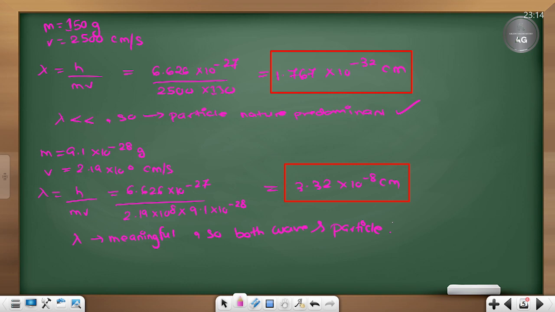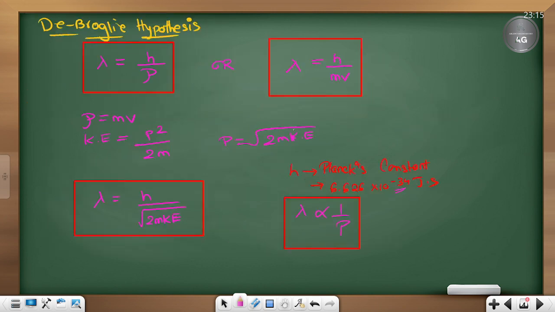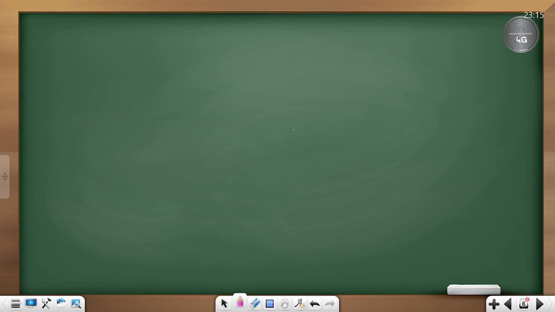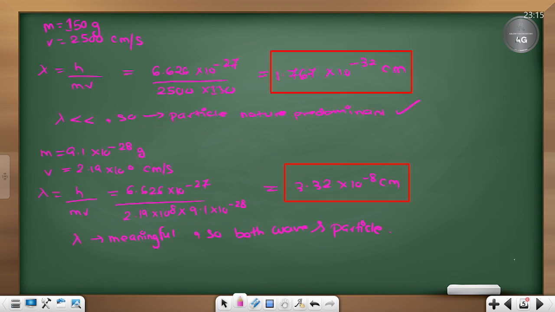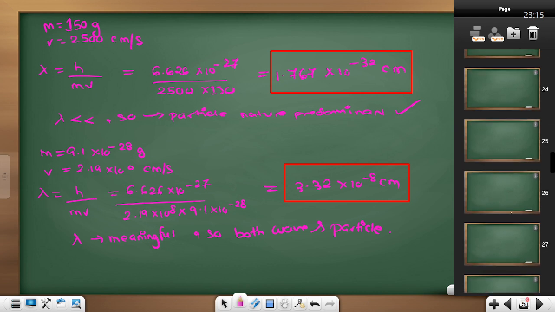Clear or not clear? Any doubts? Put in no doubts. Done. Okay, then we move on to the next topic. So this one is done. Next is Heisenberg. Before moving to Heisenberg, let us do one numerical from this part. I think I have one numerical.